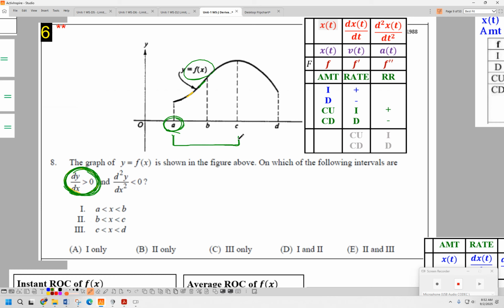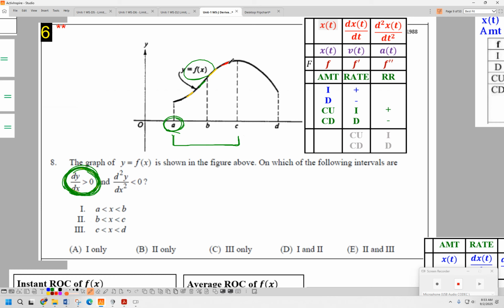So from here to here, f has a slope that is always positive. You can see it on the graph. 2 points if you knew that. From A to C, f has a slope that is positive. Questions?